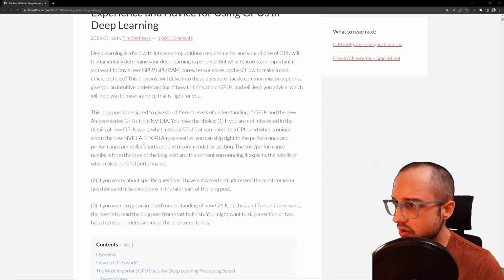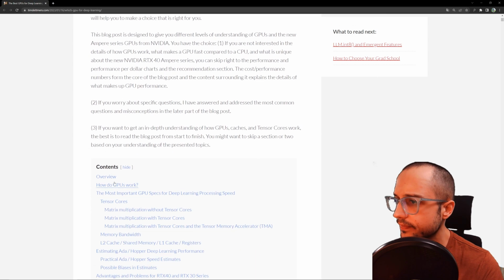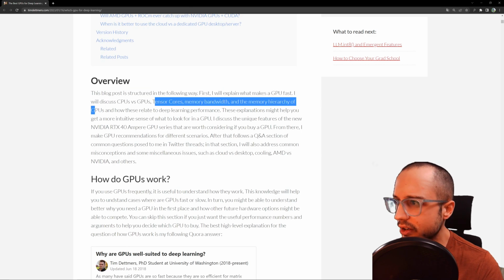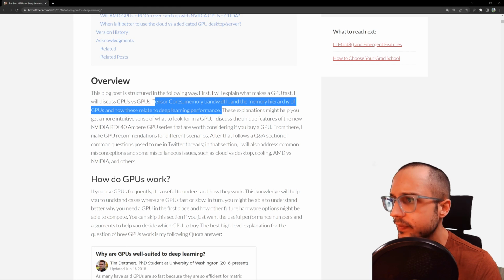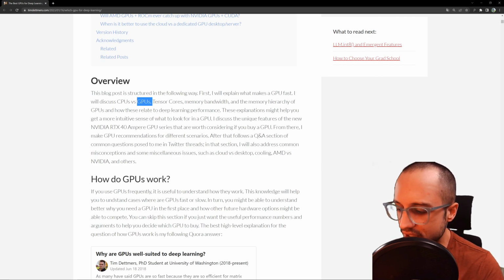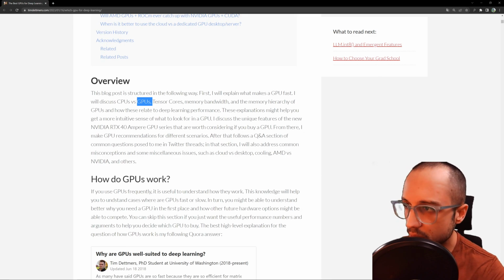What makes GPUs fast? What is unique about the RTX? Overview. First, explain what makes a GPU fast: CPUs versus GPUs, tensor cores, memory bandwidth, and the memory hierarchy of GPUs, and how these relate to deep learning performance. So the CPU is what's in the middle of your motherboard, and all computers have this. For a long time, Intel versus AMD has been the classic CPU trade-off. But GPUs are graphics processing units. The CPU kind of just generically makes your computer fast, but the GPU is what really allows you to train deep learning.